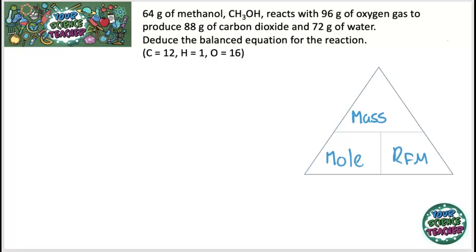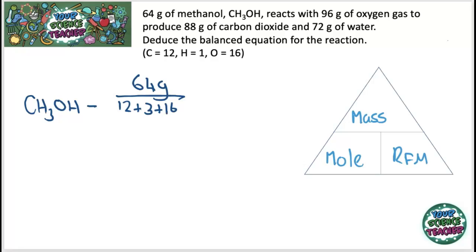I'm going to work out first the number of moles of methanol I have, which is my CH3OH. And the way to do that is do my mass, which is 64 grams, divided by the RFM. So I've got one carbon, and carbon has a relative atomic mass of 12, plus there's 3 hydrogens, then 1 oxygen, which is 16, and then another hydrogen, which is 1. And when you do that calculation, you find out the answer is 2.